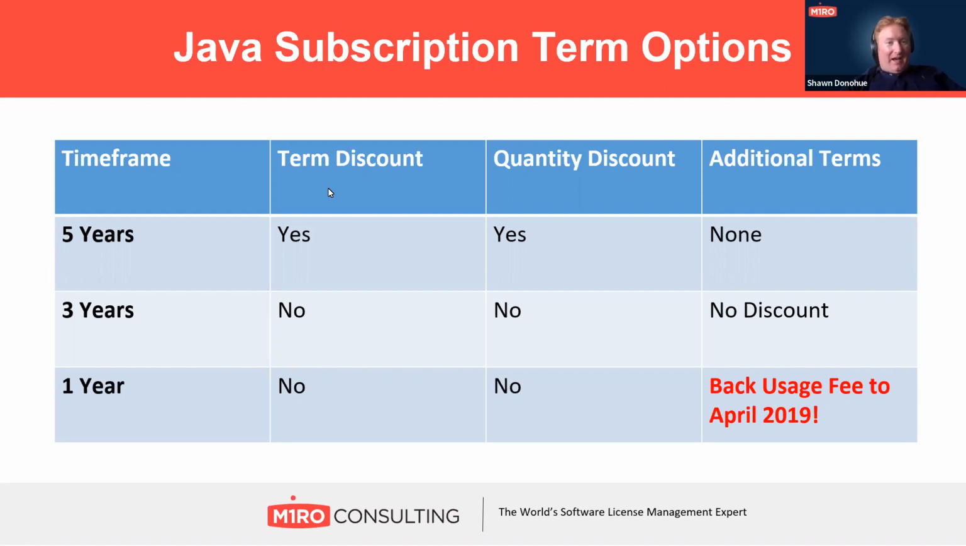Now you might think, hey, I'll just do my least option ever. I'll do the 1-year term, which sounds great. It's going to be the lowest price until you realize in the terms, they're going to charge you a back usage fee to April 2019. In other words, you're going to pay for 1 year going forward and 40 months going backwards, it's 41 months now, I think, all the way to April 2019. So beware if you are looking at a 1-year contract that is in there. So keep that in mind.